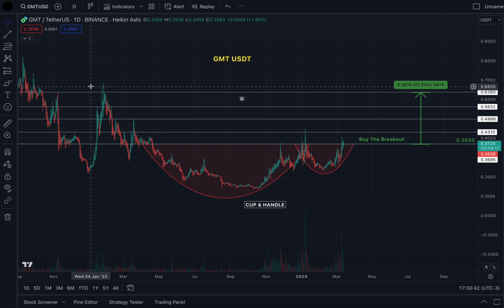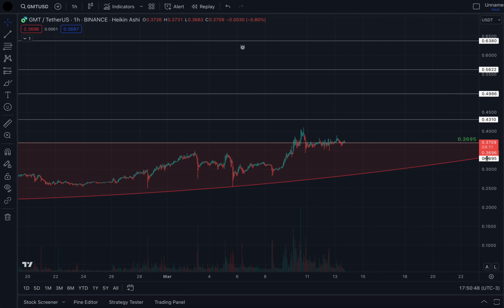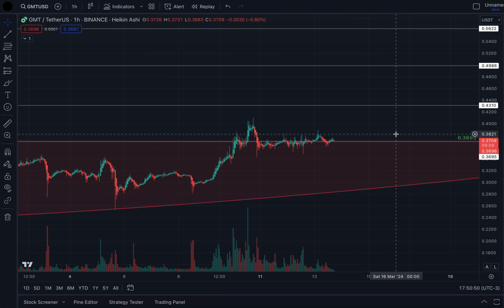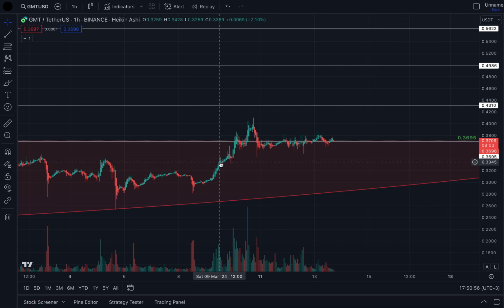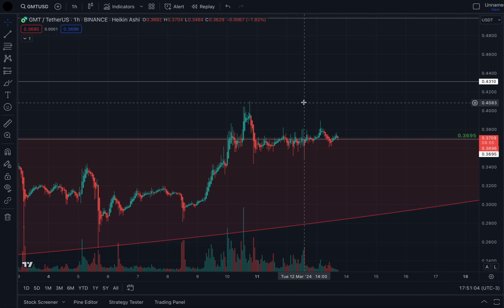So I'm going to zoom in to the hourly by clicking on the daily and moving it to 1 hour. And we'll zoom in and we'll see what's going on with the price. So on the hourly chart, each of these candles represents a 1 hour time frame. So this was midday on Saturday the 9th. This was midnight on Monday the 11th, etc. So these are just hourly candles. So this has just been the last week or so.